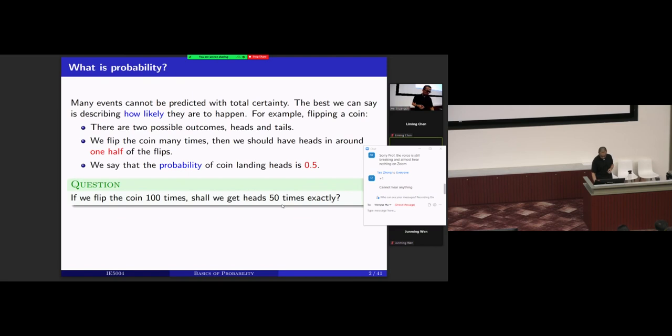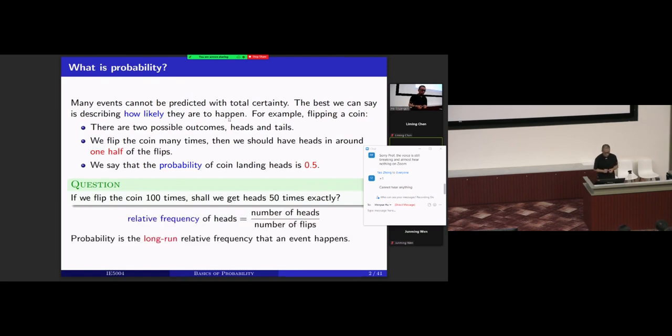To understand this probability, maybe we need to introduce something called relative frequency first. In this example, if we flip the coin 100 times, then the number of heads over the number of flips, which is 100, is called the relative frequency of heads. For example, if you're lucky enough and just got 50 heads, then this relative frequency is exactly equal to 1/2. If you see 46 heads, then it's equal to 0.46, right? Then you see, by this definition, this relative frequency is not exactly the same as probability.